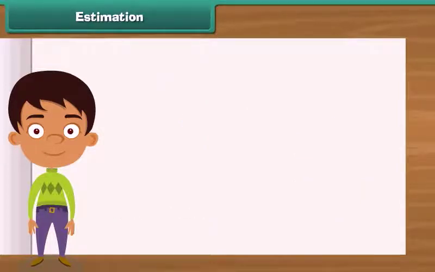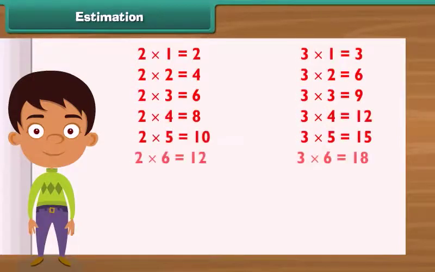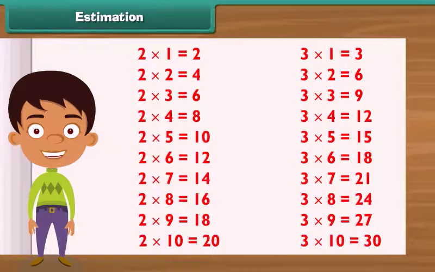Estimation. Which is that number that falls between 5 and 10 and is divisible by both 2 and 3? Recall the tables of 2 and 3. What is the number that comes between both 2 and 3? That number is 6, and 6 falls between 5 and 10. So we can say that 6 is the number that can be divided by both 2 and 3.